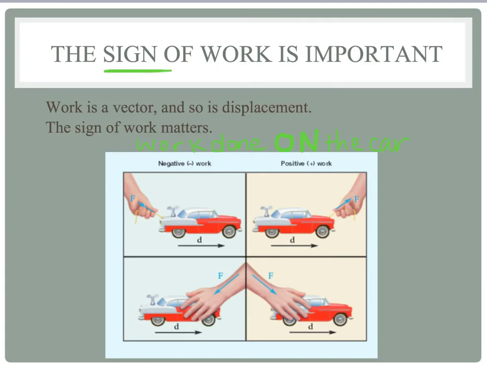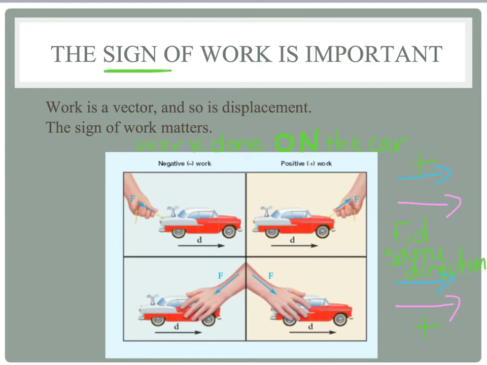If we look at this first example in the positive work column, you'll notice that the force is in that direction and the displacement is in that direction. Also, this one below, the force is in that direction, displacement is in that direction. So when force and displacement are in the same direction, that is when we get positive work.